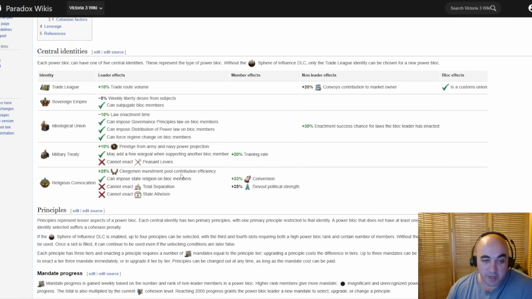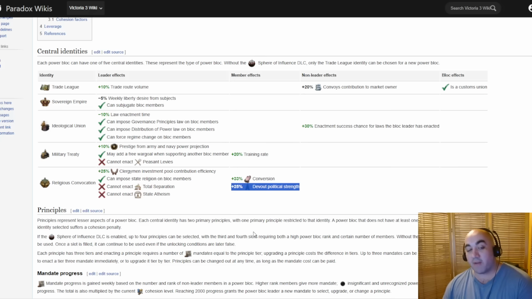You get this clergyman investment pool contribution efficiency modifier, which they don't contribute a lot to begin with. You can make it so that they have more ownership over stuff, which is important, because having devout political strength is going to be important for having more cohesion, because the more powerful your devout are, the more cohesion you'll have. So this is something that's worth considering, and you'll probably want to give them a lot of wealth, and then you'll end up having a really strong devout.